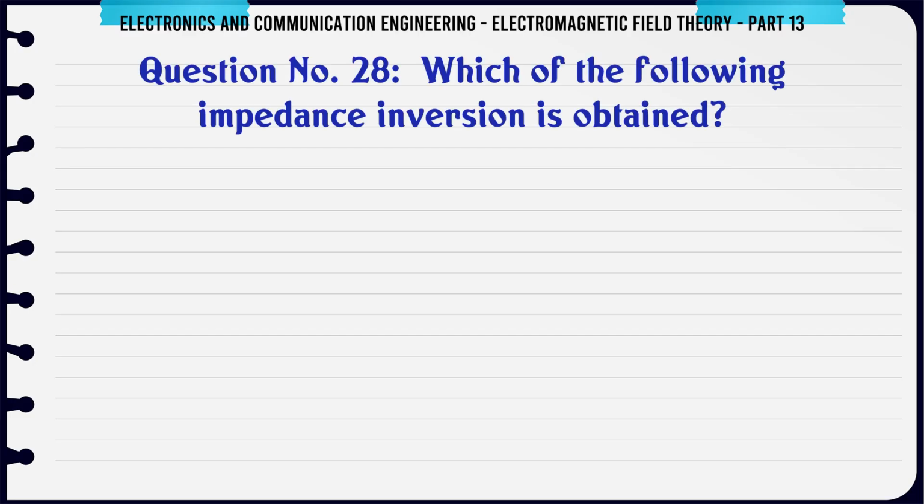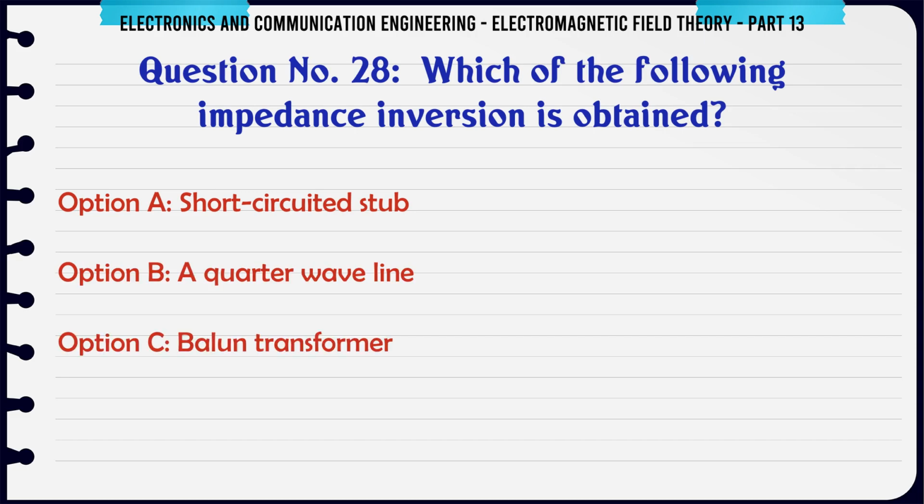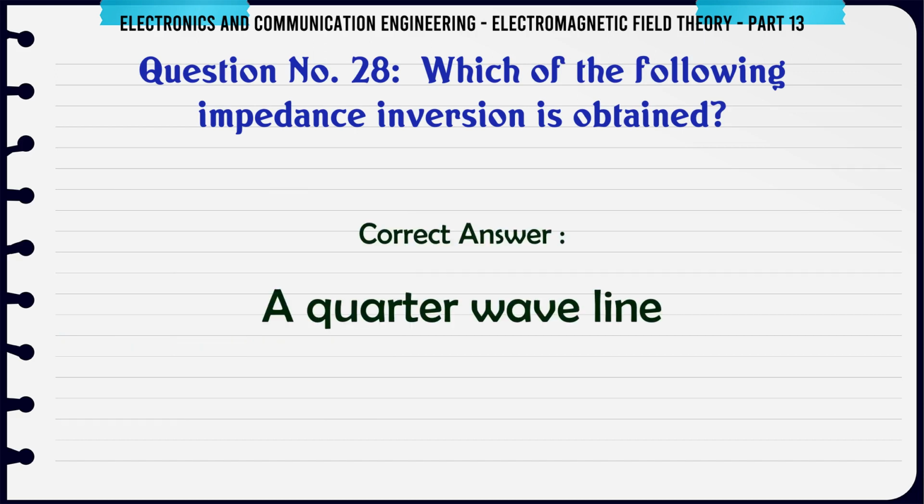Which of the following gives impedance inversion? A. Short-circuited stub. B. A quarter wave line. C. Balun transformer. D. A half wave line. The correct answer is a quarter wave line.